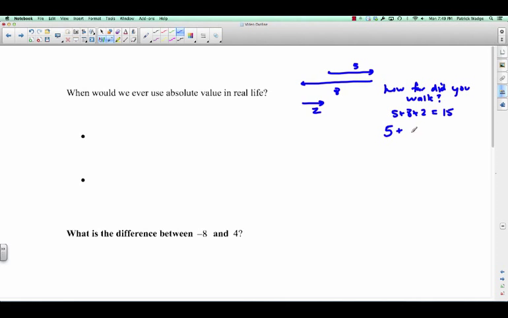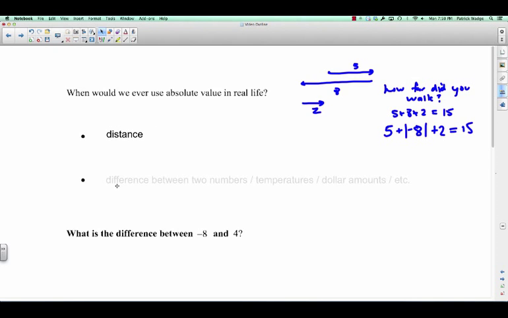So you kind of went negative 8. But you took the absolute value of that because you know that whether you went in a positive direction or a negative direction, the distance is still positive. You're not going to have a negative distance. And then we had the plus 2 here. And this gives you 15 because the absolute value of negative 8 becomes positive 8. So one place where absolute values come into play is with distance.